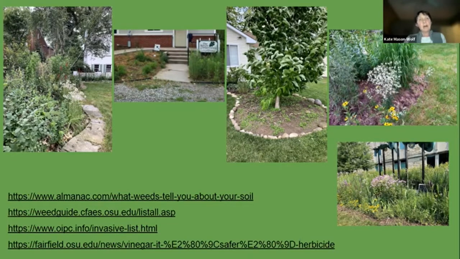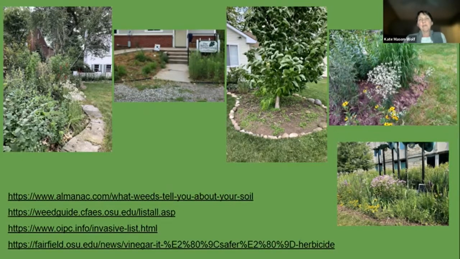There are some unwanted plants that can help to identify your soil type, and it can help you figure out which native plants will naturally do well. My first resource on my slide is from the Farmer's Almanac. It's geared more towards agriculture, but it does have some good information on some of those plants such as crabgrass.